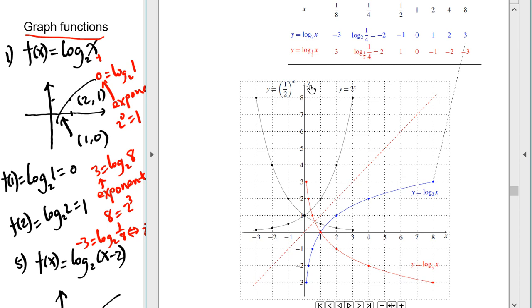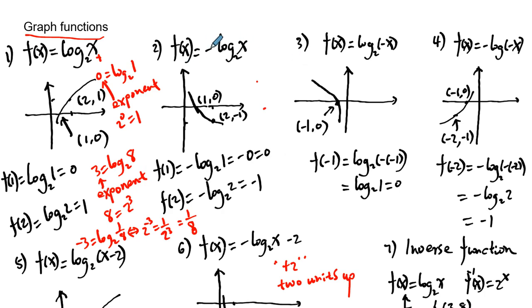Now we are clear about y equals log base 2 of x. That's this one. Now let's look at the second one, negative log base 2 of x. Again, if you plug in 1 here, log base 2 of 1 is 0. You have a negative, so negative 0 is still 0.